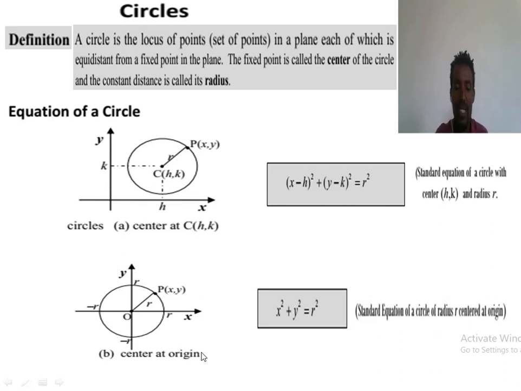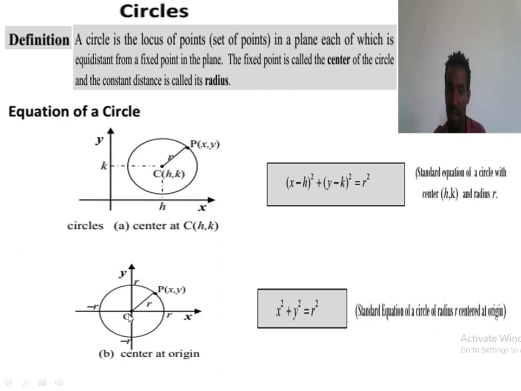ሌላኛው ደግሞ ሴንተሩ at the origin ሲሆን, that means (0, 0). If this is a plane with this x-axis and here is y-axis and this is the origin, and if P is any point on the circle, if this r is the distance from the origin to this any point P.